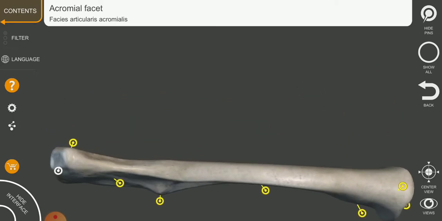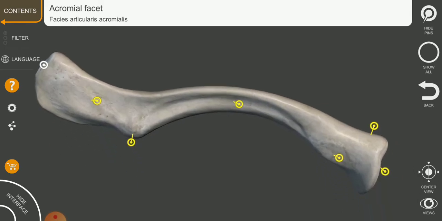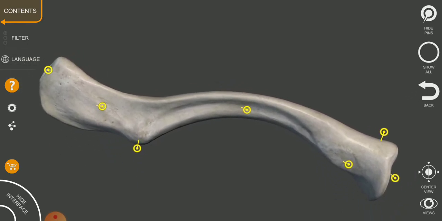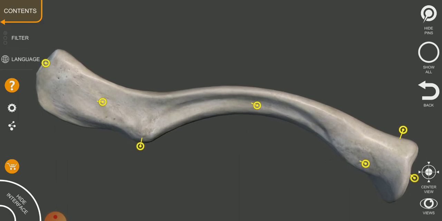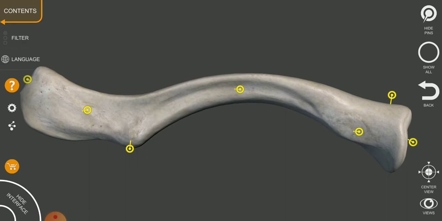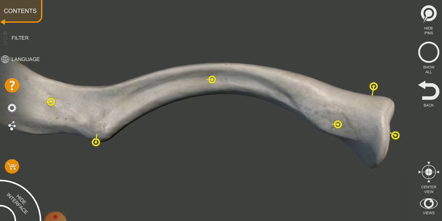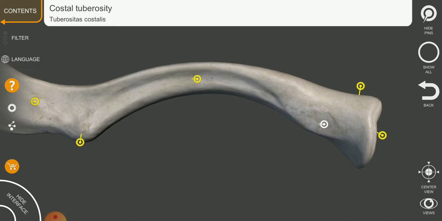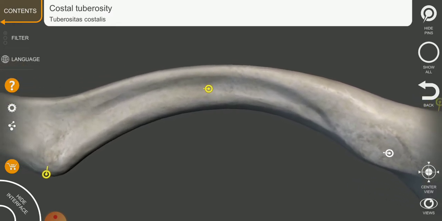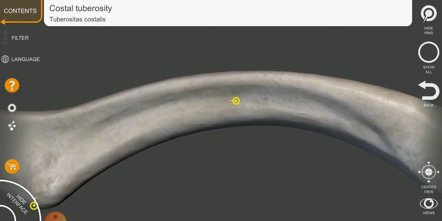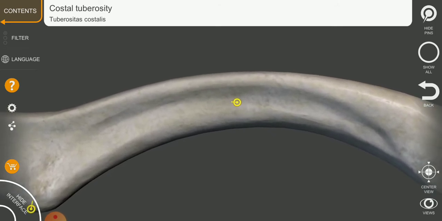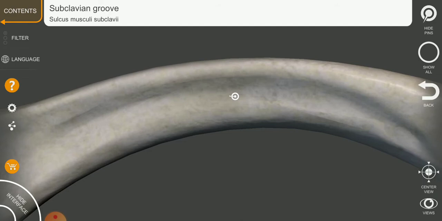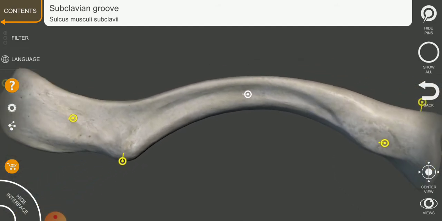If you look at the inferior surface, it is not smooth like the other surfaces. It is a rough surface having a groove and a tubercle. Toward the sternal end we have a tuberosity that is called the costal tuberosity. Coming along, we can see a groove, and this groove is called the subclavian groove, and the subclavian groove is for the attachment of the subclavius muscle. So the subclavius muscle is attached to the groove on the inferior surface of the clavicle bone.